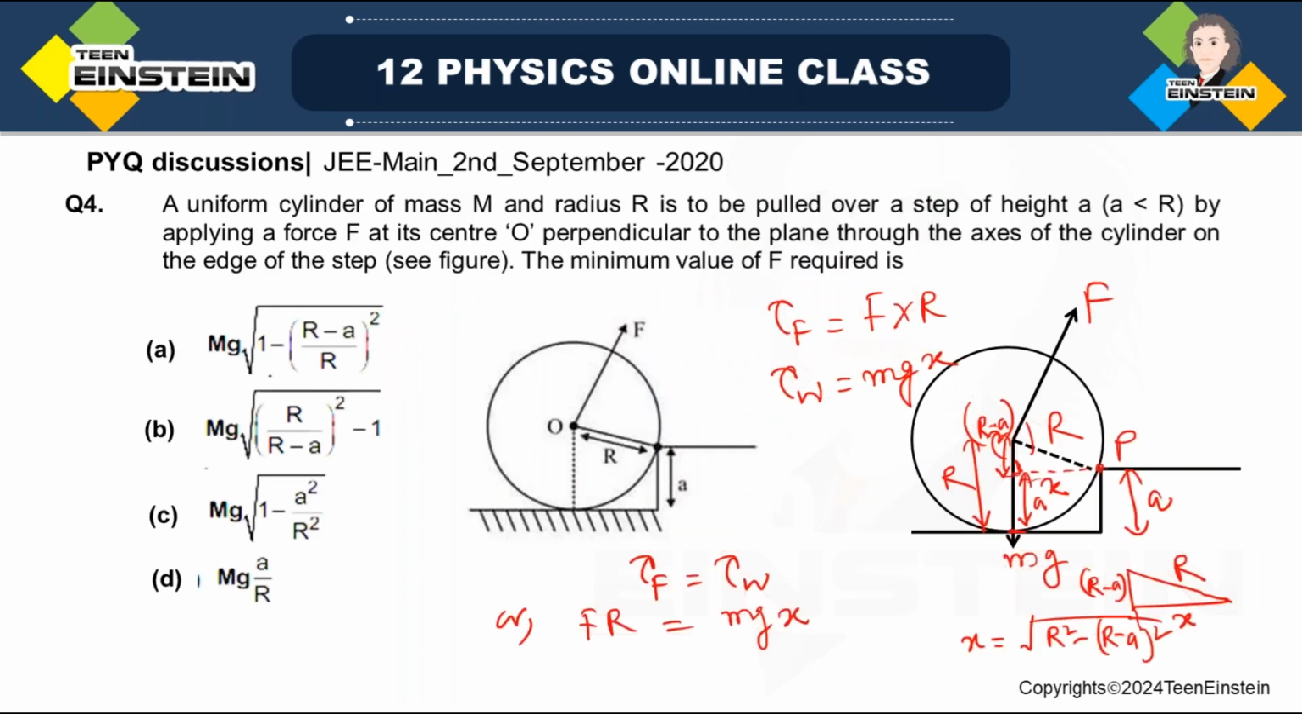Let me check the options. Yes, so this is the answer. So m will be capital. The point here is that you have to find the torque about this particular point, due to the force and due to the weight, and equate them to get the minimum force.